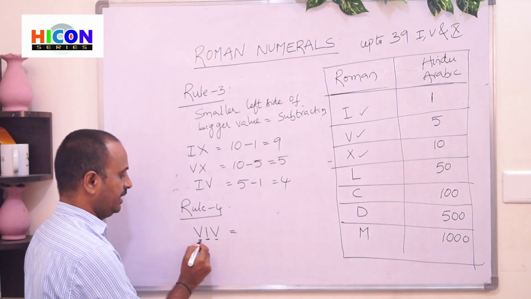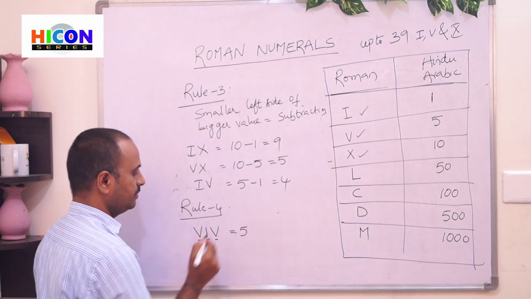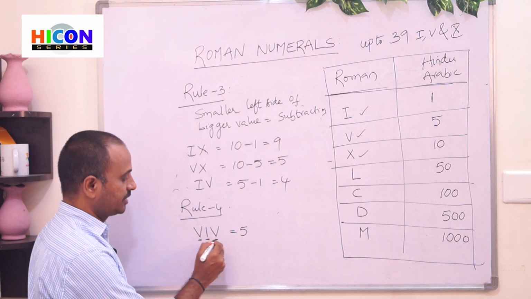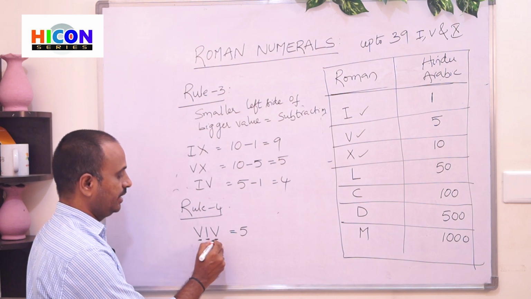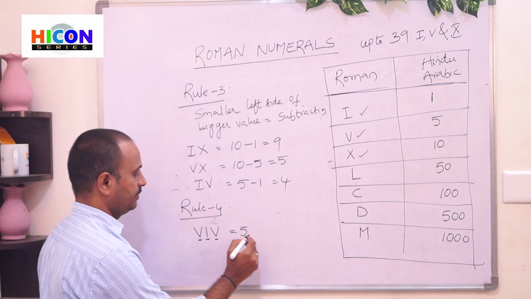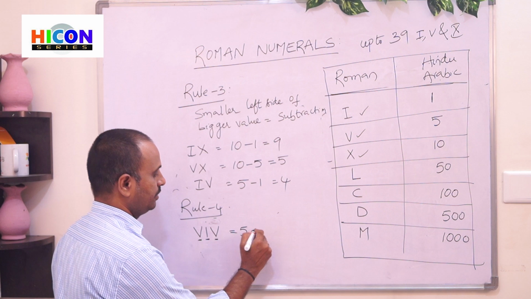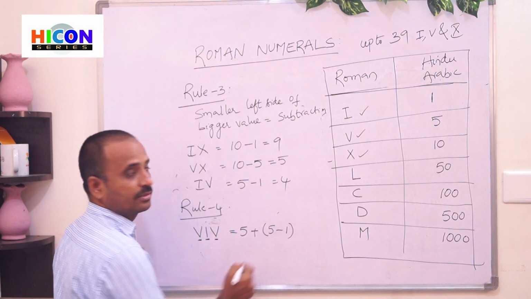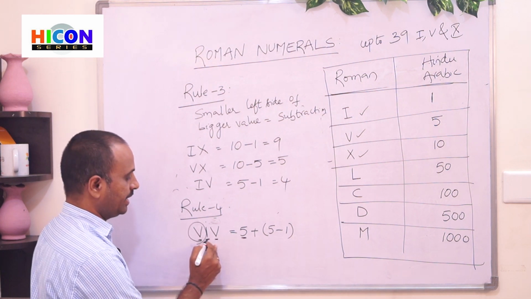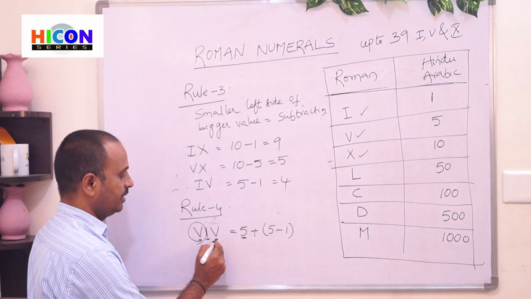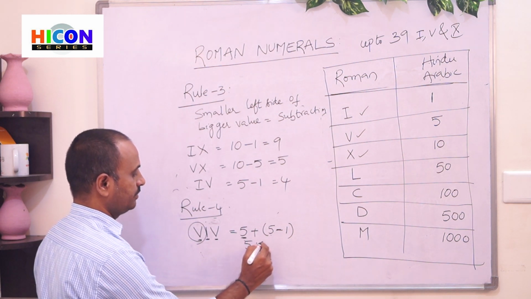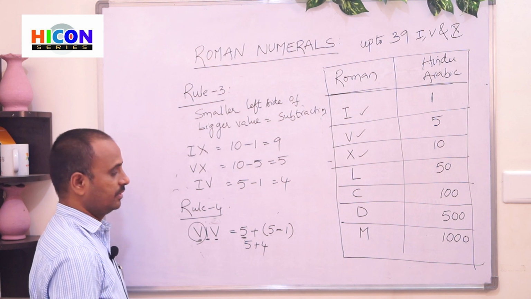So here V means 5 and we have to subtract this smaller value I from the value present on the right side. Here V is 5 and I means 1. 5 minus 1, 4. Children, listen carefully. Here V means 5 and we have to subtract this I from the V. That means 5 minus 1, 4. That is 5 plus 4.